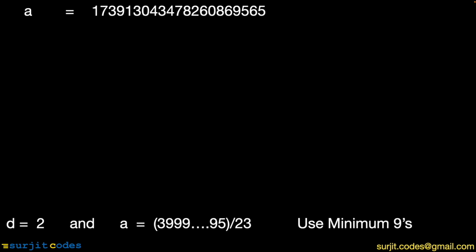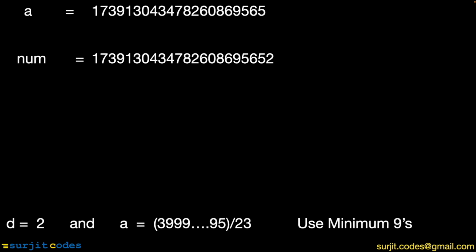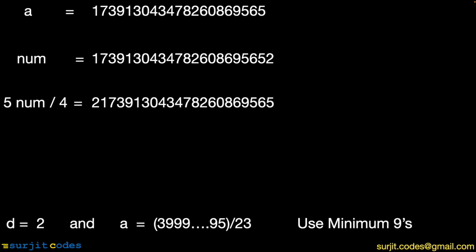We now know both A and D, and AD is the required number, so we append D at the end of A to get the desired answer to the problem. We can verify that if we multiply it by 5 by 4, we get the number in which 2 shifts to the extreme left. Obviously, it is the smallest such number.